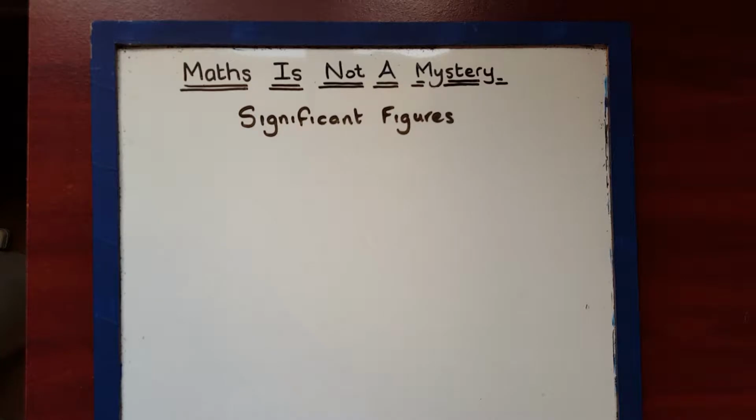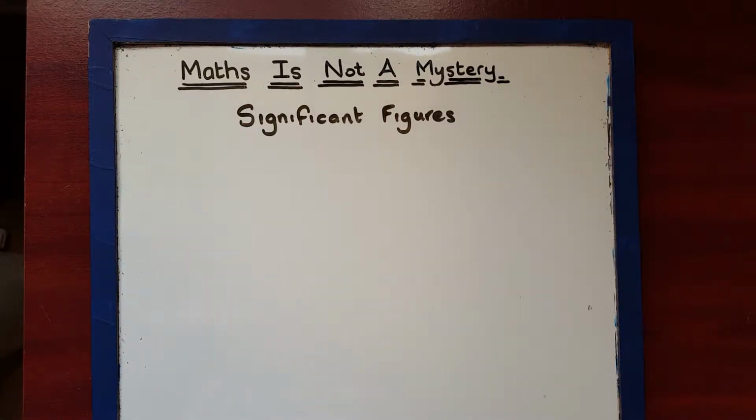We're going to be looking at significant figures in this video. Significant figures is a version of rounding. You've already probably looked at rounding to the nearest 10, the nearest 100, or rounding to decimal places. Significant figures is a combination of all of that. I want to show you what I mean.